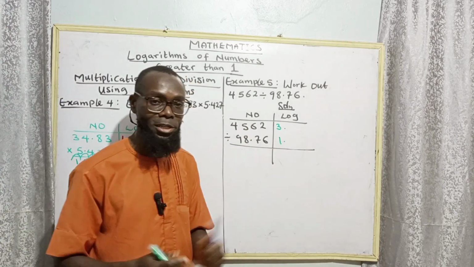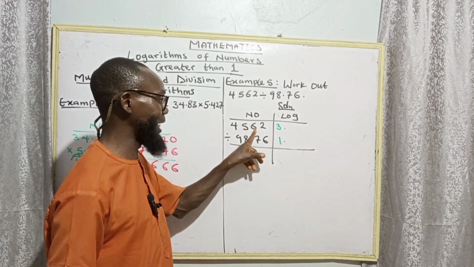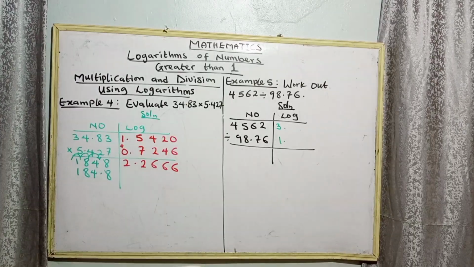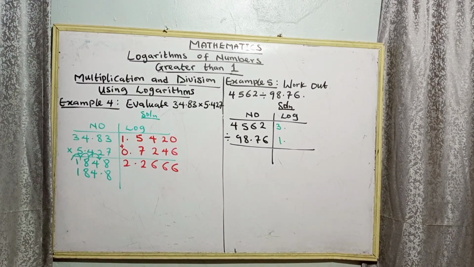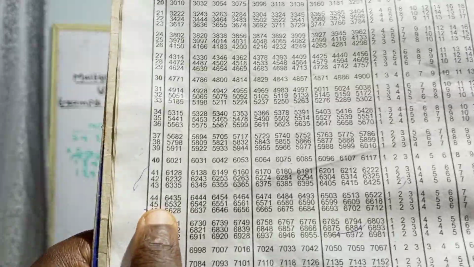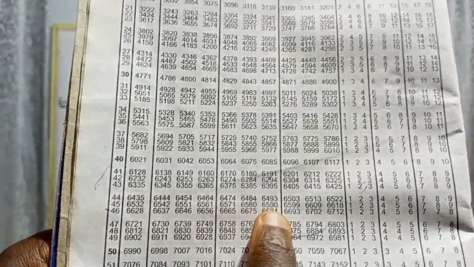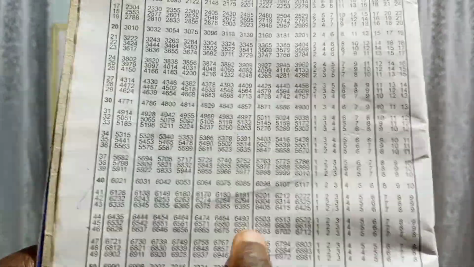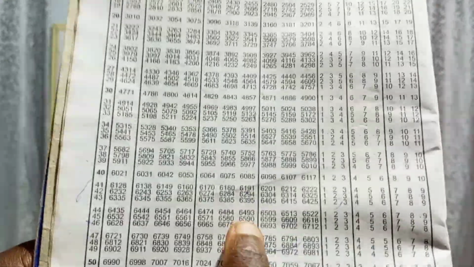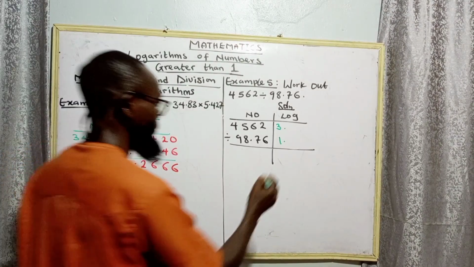Then, we check our logarithm table. 45 under 6 difference 2. Don't forget, you are checking your logarithm. We have 45 here, under 6, we have 6590. Difference 2, we have 2. 6590 plus this 2, we have 6592.